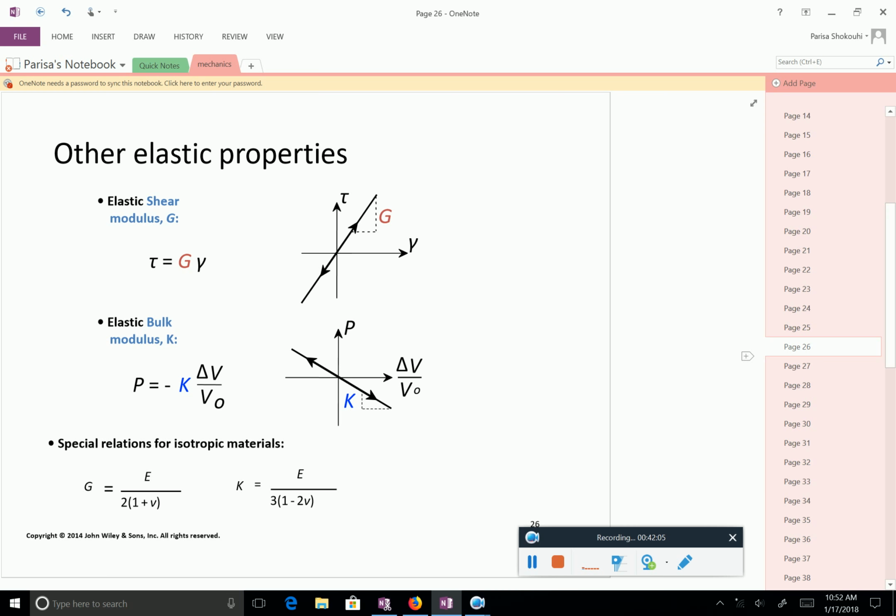For example, you may be familiar with the relationship between G and E. You see that the relationship is a function of Poisson's ratio. That's why you can use either elastic modulus and Poisson's ratio, or E and G. I'm also giving you here the relationship between bulk modulus and Young's modulus. So you can see this relationship too, and this is Poisson's ratio.